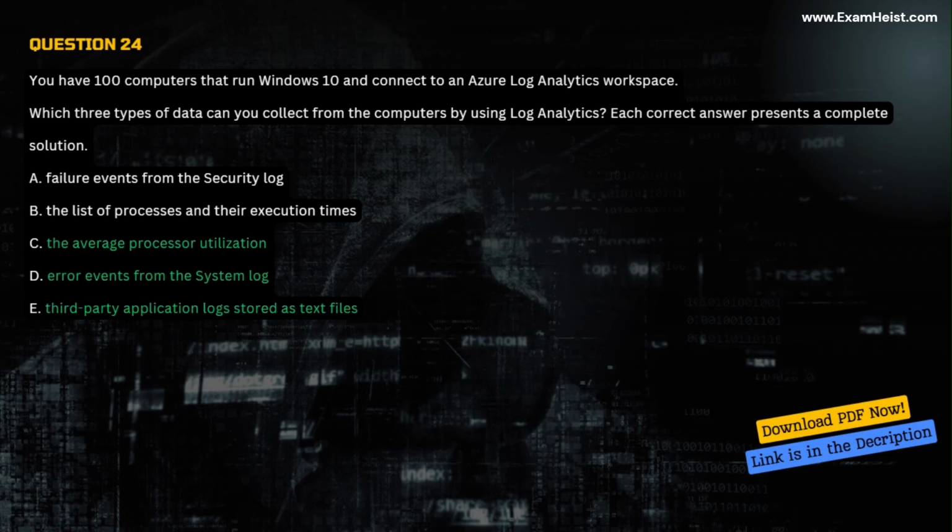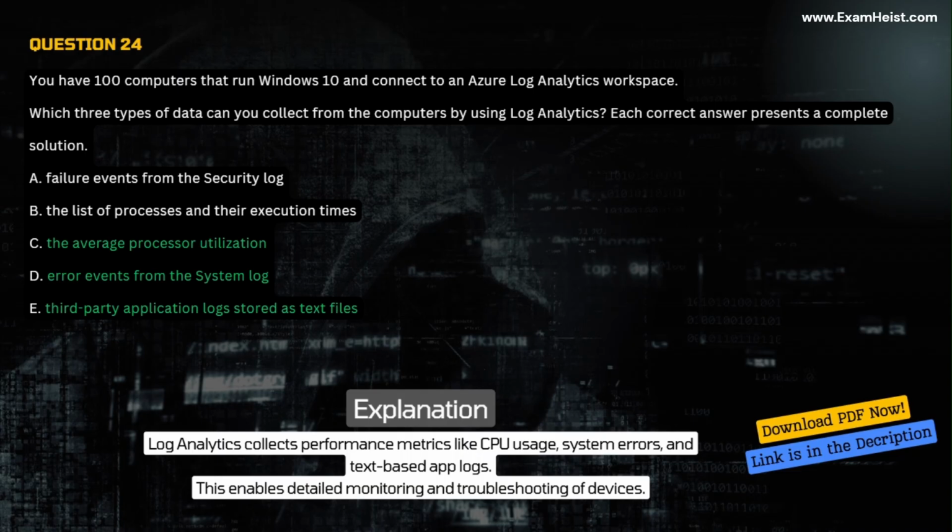E. Third-party application logs stored as text files. Correct answer C, D, and E. The average processor utilization. Error events from the system log. Third-party application logs stored as text files. Explanation. Log Analytics collects performance metrics like CPU usage, system errors, and text-based app logs. This enables detailed monitoring and troubleshooting of devices.